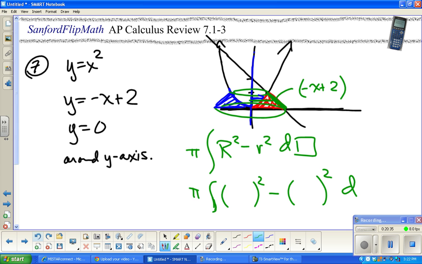Isn't this really the x value? So that's really x, and isn't this other radius really the x value? And here's the problem. How do I distinguish between big X and little x? That'd be one way.